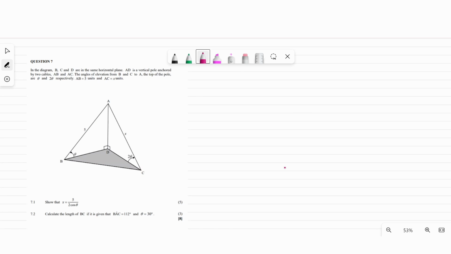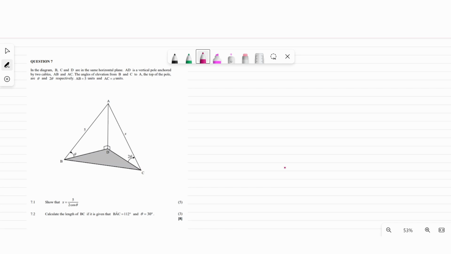So now moving to question 7, it says the diagram BCD, which is the gray part, is the horizontal plane. Then they tell us that AD is the vertical pole of the two cables, right? Then it says AB and BC, the angles from B and C to A, the top of the pole, are theta, which they gave us a label there, and 2 theta respectively. Then they say AB is equal to 5 units and AC is equal to x units. So the first one says we need to show that x is equal to 5 divided by 2 cos theta.